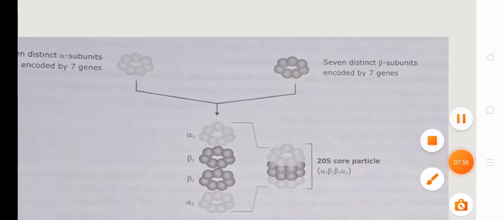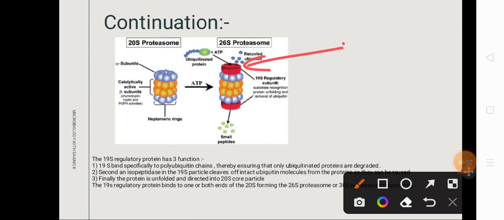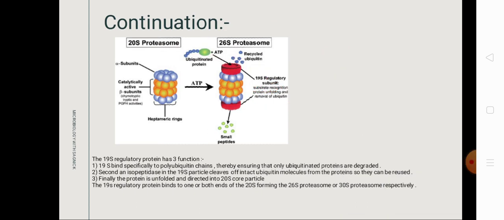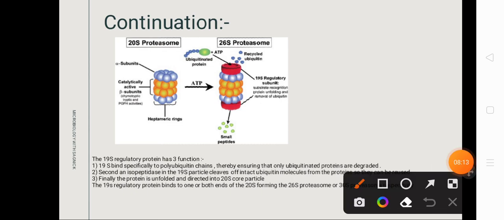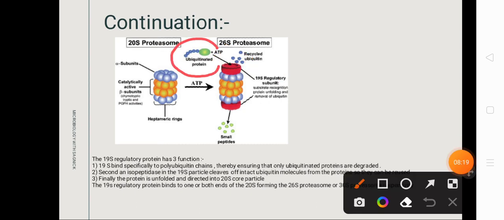Now let's come to this slide. As you can see, two 19S subunits attached with one 20S core particle ultimately give us the 26S proteasome, right? Now there are various functions that the 19S subunit performs. First of all, the 19S subunit binds with the polyubiquitin chain, and remember very carefully that this polyubiquitin is very important for the degradation of protein.